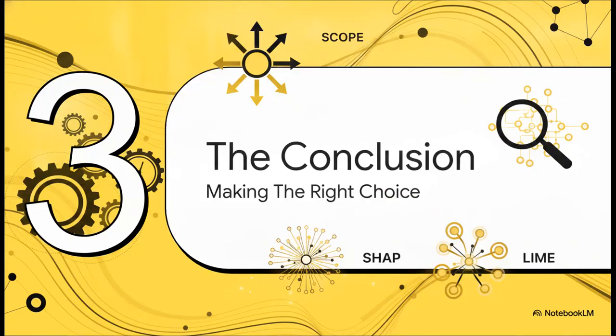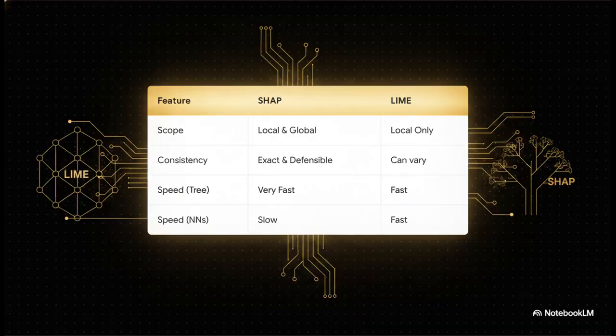All right, let's wrap this up. The conclusion: making the right choice. So we've walked through the trade-offs when it comes to both scope and speed. And honestly, understanding exactly when to deploy which tool is really the hallmark of a top-tier data team. Breaking it down, it's pretty straightforward. You want to use Lime for rapid real-time debugging, especially on neural nets, but you absolutely want to rely on SHAP for exact, consistent, global analysis on your tree models.